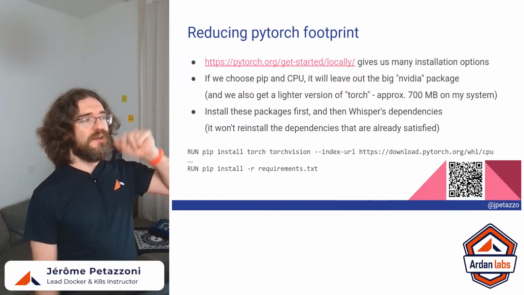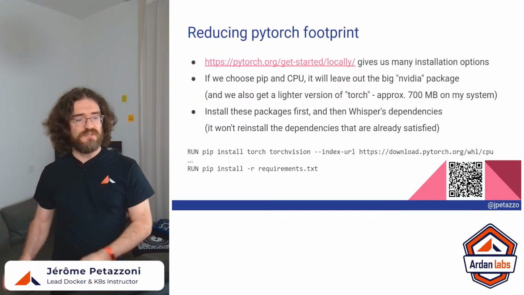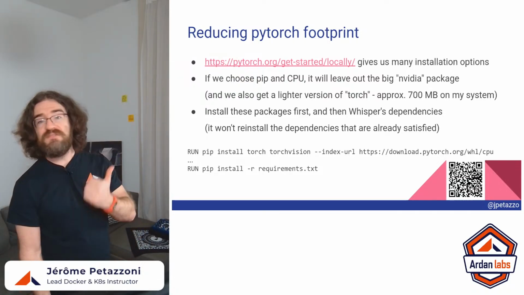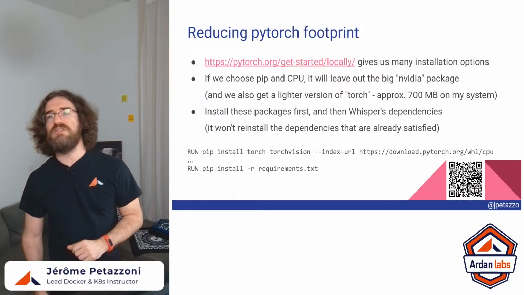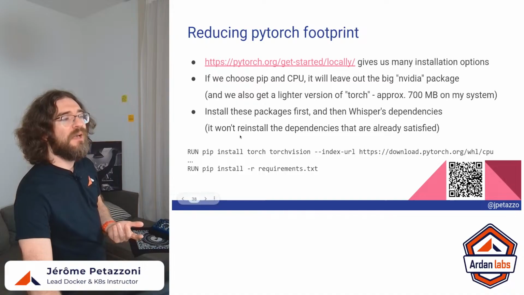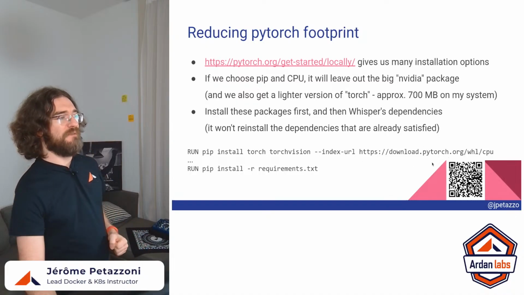If you go and look at the PyTorch website, you're going to see installation instructions with some options: if you want NVIDIA GPU, you go there; if you want AMD GPU, you go there; if you want CPU, you go there. And they give you commands like this, basically, if you want CPU only.